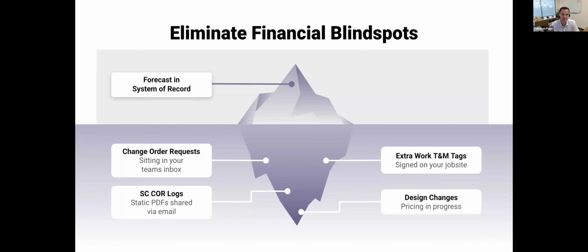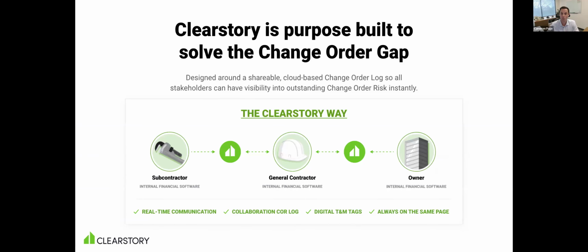What Clearstory does is focus on surfacing the things that happen in the gap faster, so that all parties can get that information into their system of record and ensure they're forecasting the changes happening on the project in near real time. Obviously, one of those big workflows is T&M work out on the job site, and we'll focus on that today. With Clearstory, we become that middle layer where companies can align and communicate on what's outstanding.